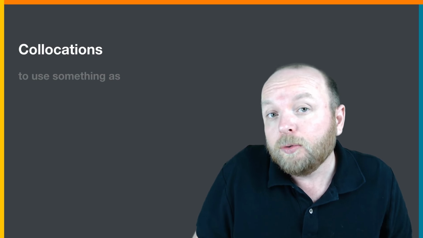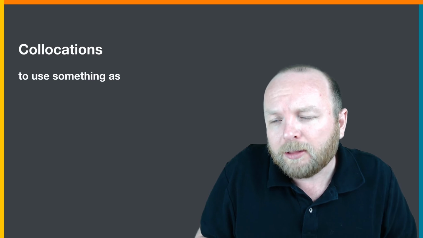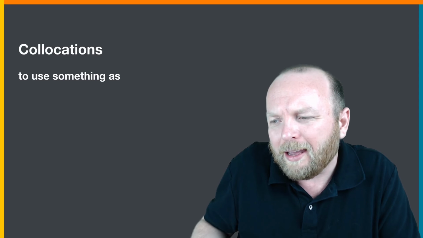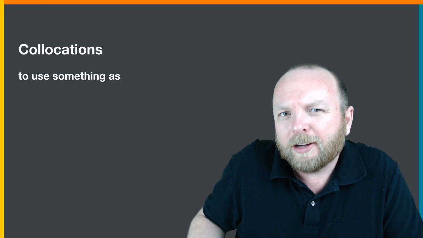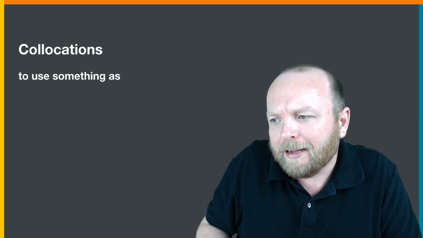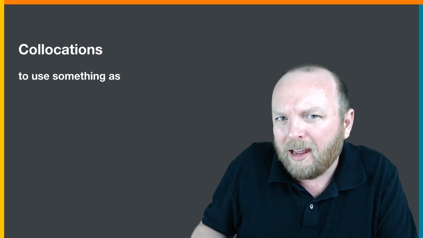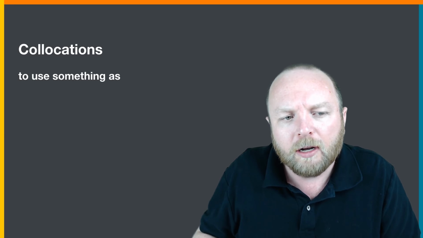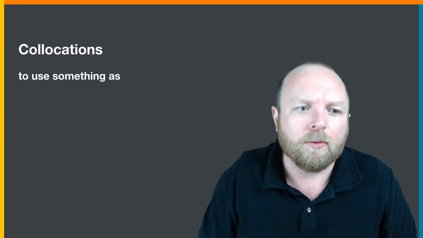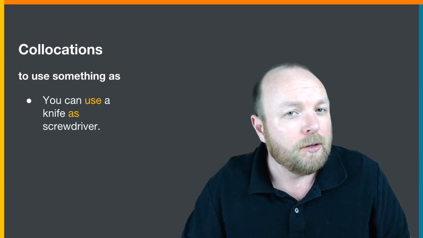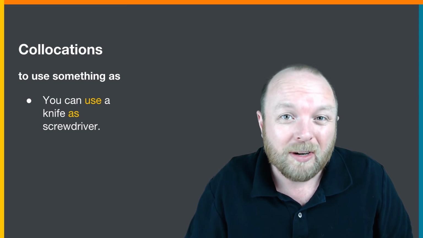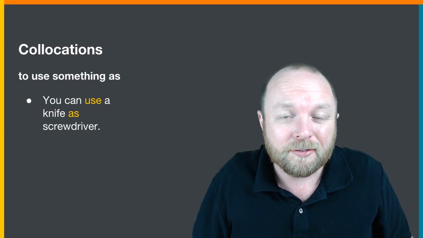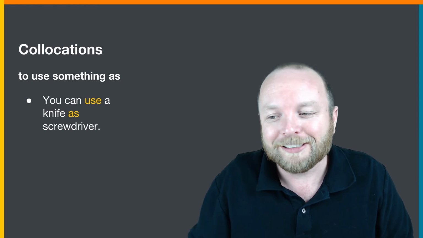Now, to use something, how? In what way? How do you use it? Which way? Well, remember I talked about that in the first video. We use it to talk about which way, which usage. Well, how do you use something? Well, for example, you can use a knife as a screwdriver. Maybe you don't have a screwdriver. Just use a knife. You can use a knife as a screwdriver.